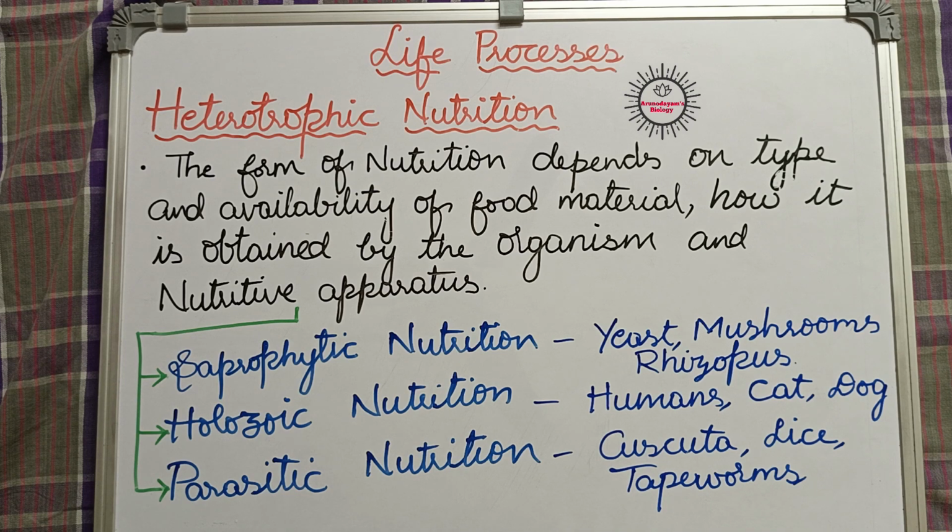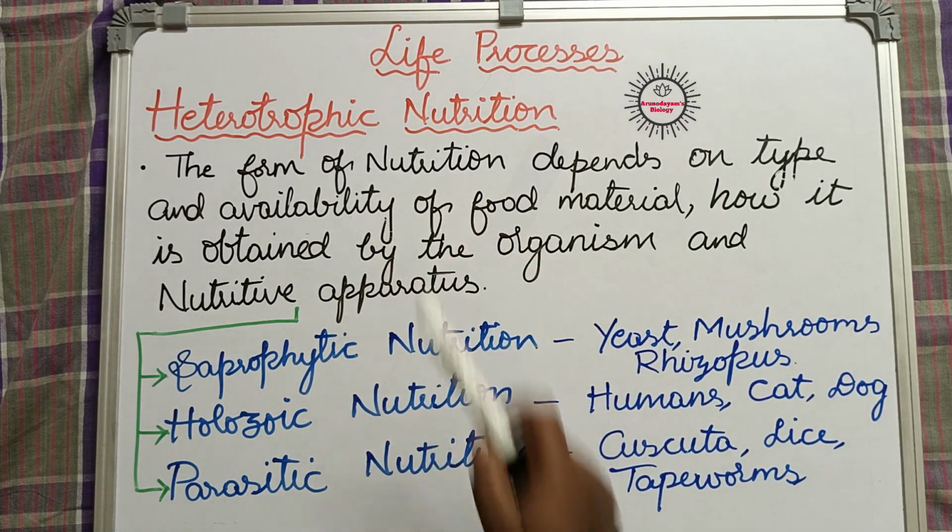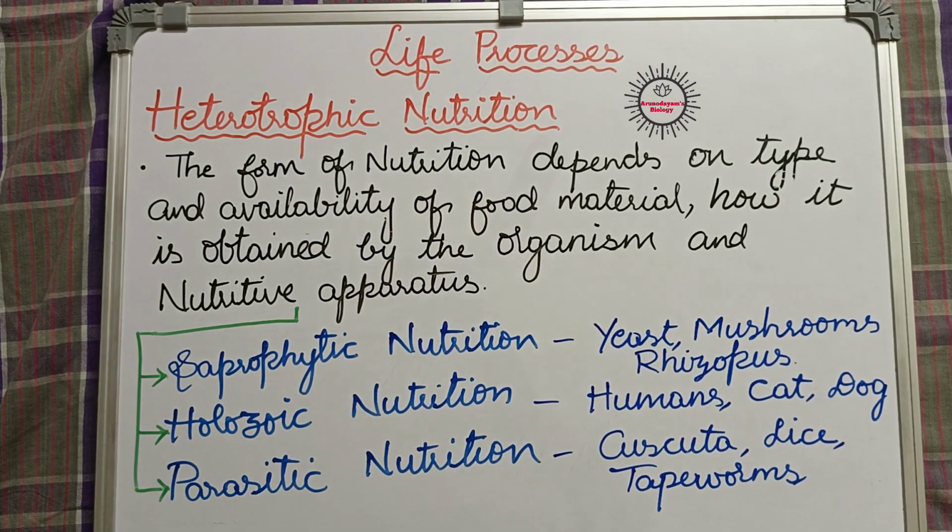Okay, that is about heterotrophic nutrition. So today in our video we have learned the definition of heterotrophic nutrition, and we have seen four factors for the form of nutrition, and we have seen three types of nutrition here with examples.